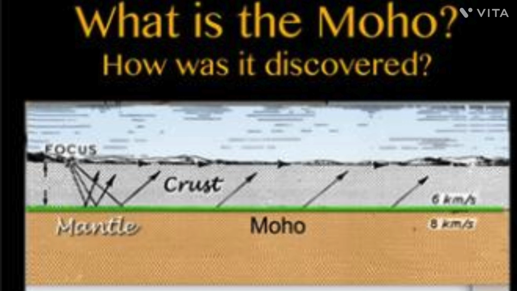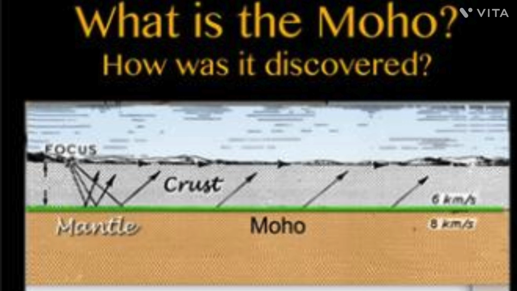The Mohorovicic discontinuity, commonly known as the MOHO, is the boundary layer that separates the Earth's relatively light crust from the denser underlying mantle. Discovered in 1909 by Croatian seismologist Andrija Mohorovicic, this seismic boundary marks a sharp change in rock composition, transitioning from lower-density rocks like granite and basalt to high-density peridotite.